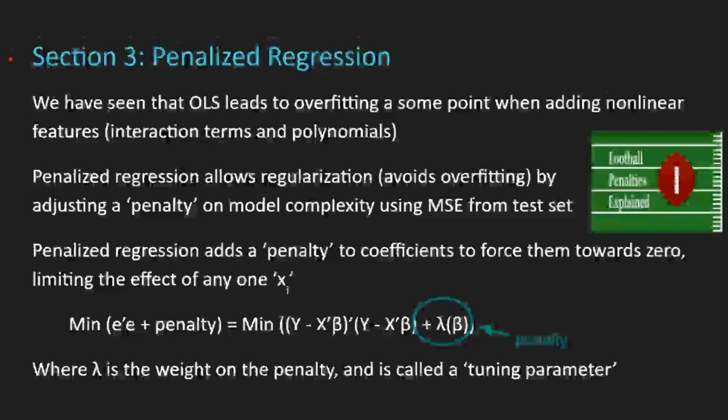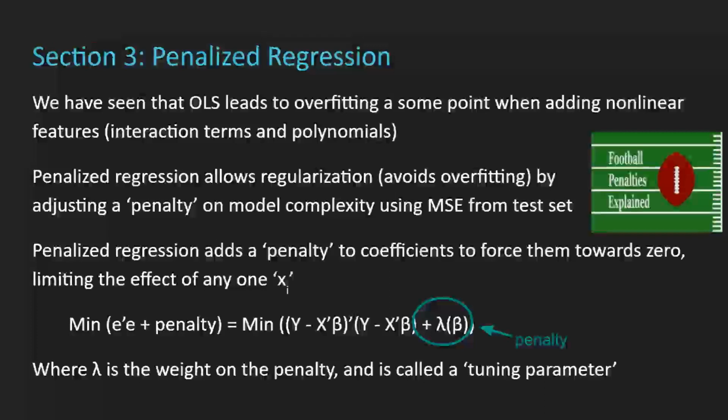So, welcome back to day one, and we are in part 3, section 3, talking about penalized regression. We have seen before that ordinary least squares leads to overfitting at some point when we add nonlinear features, so interaction terms and polynomials. We have done that step by step and saw that at some point there's a problem with the fit in the test set.